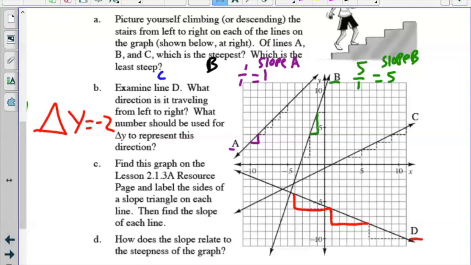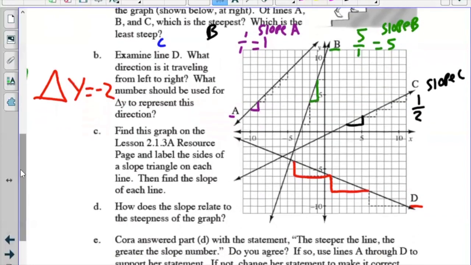And let's go black for C. Here, I am going up 1. We're going over 2, so 1/2 is the slope of C. And lastly, we'll look at D. For D, we already said the change in y is -2. And if we look here, it does go over 5. So the slope for D is -2 divided by 5, or -2 fifths. Okay? That's how we find the slopes of those 4 graphs.